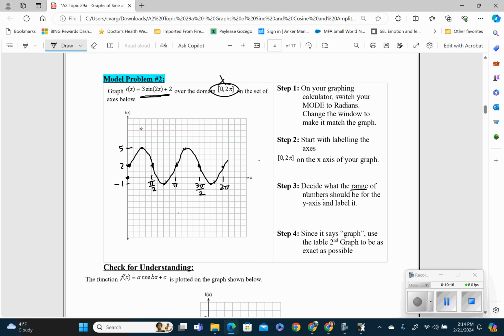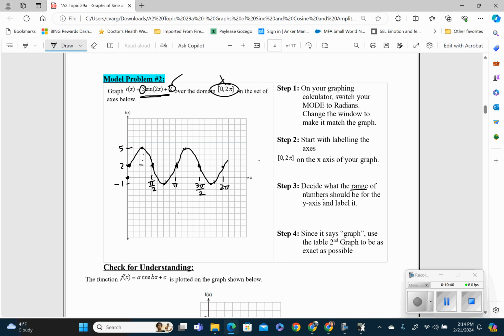Okay, so our midline is 2, right? Here's our midline. See that? Our height is 3 from the midline up. There's 1, 2, 3 boxes. So that's where our 3 comes into play. There's no phase shift. There's no right or left. And our period is 2 pi over 2, which is pi, right? How long it takes to make a full cycle is pi.